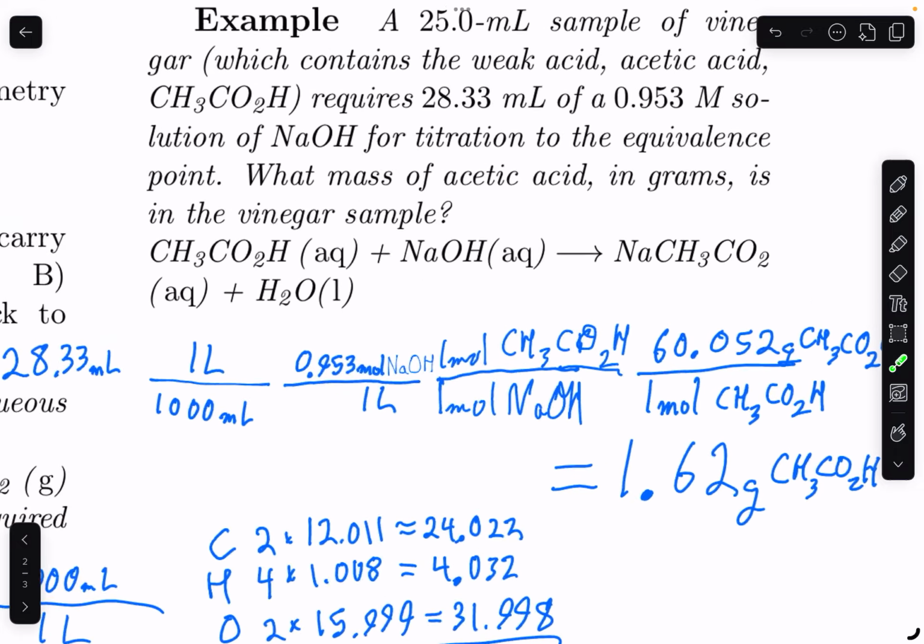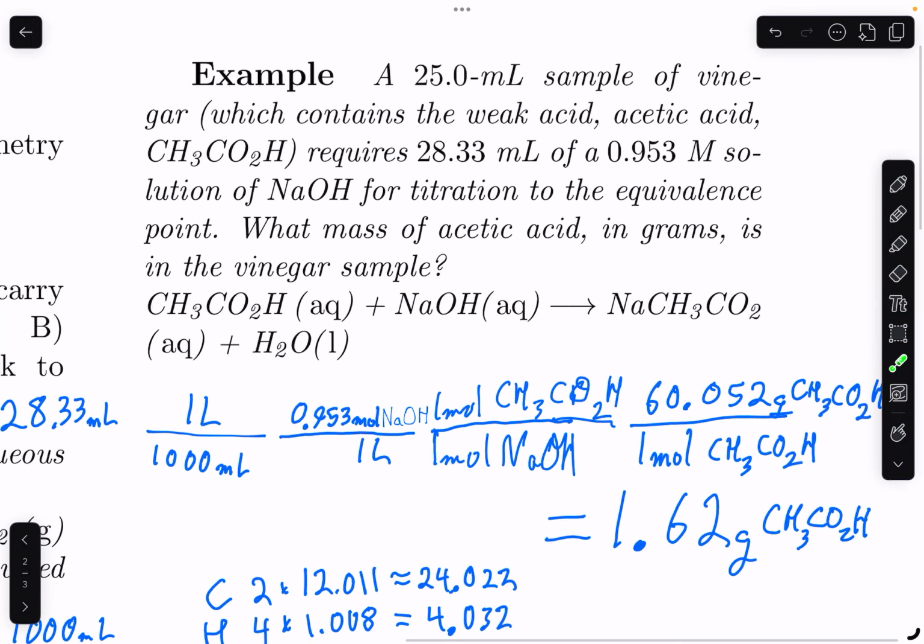And another example, we have a 25 milliliter sample of vinegar, which doesn't matter how big the sample is in milliliters for this question, but it contains the weak acid acetic acid, and it gives us the formula. It requires 28.33 mils of a 0.953 molar solution of sodium hydroxide for titration to the equivalence point. So the equivalence point is when there's an equal moles of sodium hydroxide and acetic acid, one completely reacts with the other.